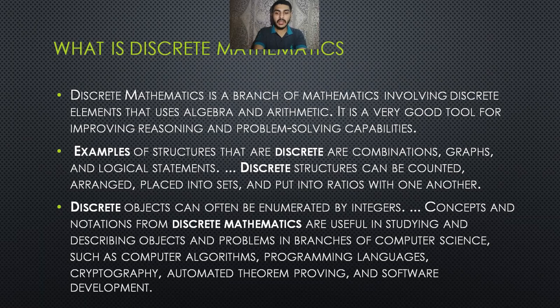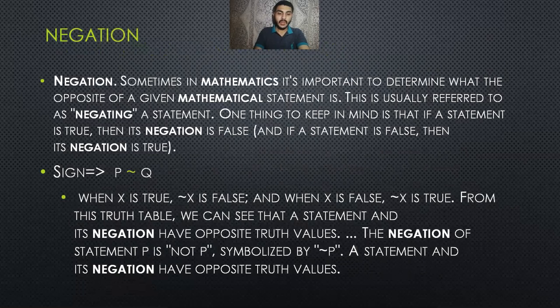Concepts and notations from discrete mathematics are useful in studying and describing objects and problems in branches of computer science, such as computer algorithms, programming languages, cryptography, automated theorem proving, and software development. So my next topic is negation.